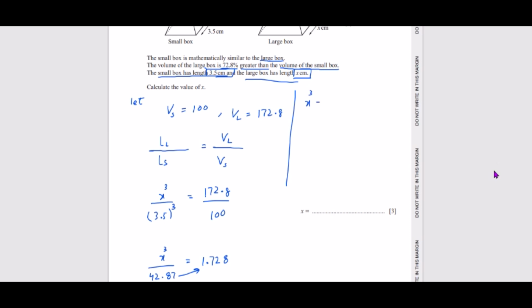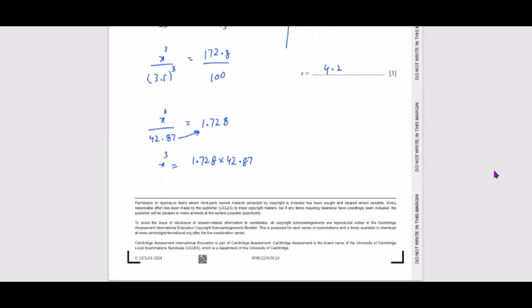So x raised to the power 3 is equal to 74.088. Taking the cube root on both sides, the cube cancels with the cube root, that is equal to x. Taking the cube root of this number using a calculator, it is equal to 4.2. The value of x is equal to 4.2. The end of this paper.